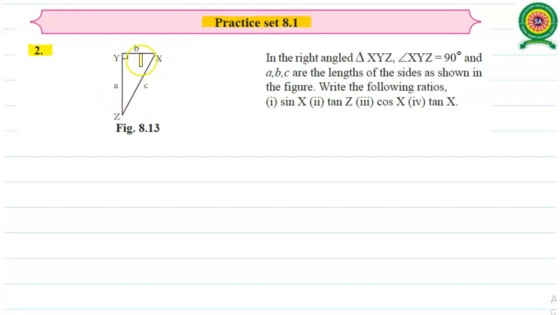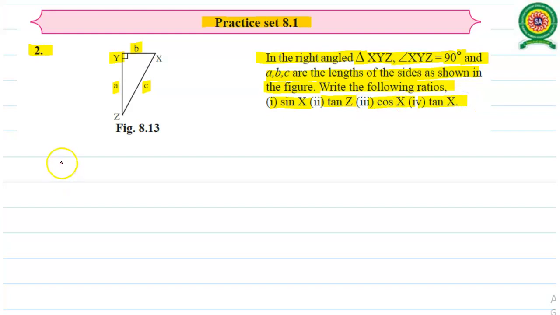We are given a right angle triangle which is right angled at Y. The length of XZ is C, the length of YZ is A, and the length of XY is B. So in right angled triangle XYZ, angle XYZ is equal to 90 degrees, and A, B, C are the lengths of the sides as shown in the figure. Write the following ratios: sin X, tan Z, cos X, tan X.